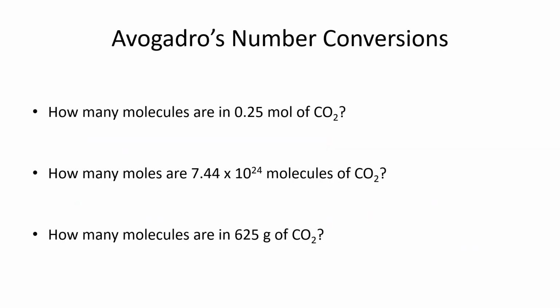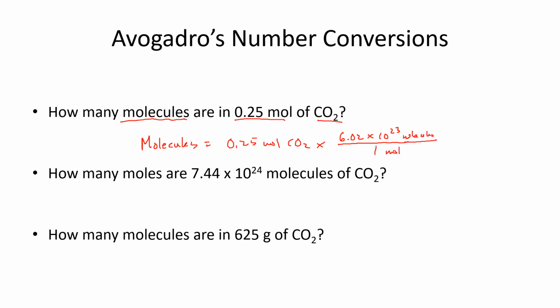So let's try using Avogadro's number with our factor label method. Here it asks how many molecules are in this many moles of carbon dioxide. So we'll write down what we're looking for here, molecules, and we have 0.25 moles of CO2. Now it doesn't matter what the substance is, there's the same number of molecules in a mole. So it's always going to be 6.02 times 10 to the 23rd molecules in 1 mole.